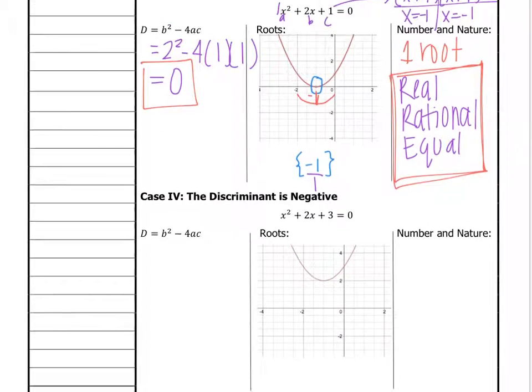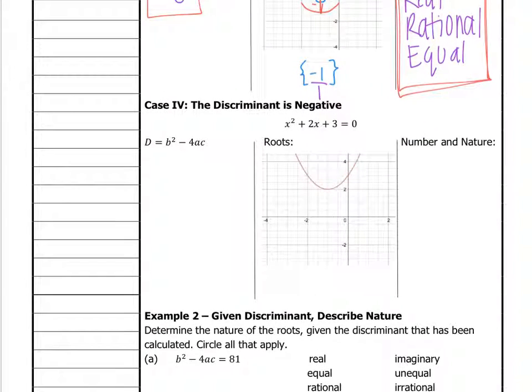Alright, moving on to our last case here, case 4. So again, b squared minus 4ac, that's always your first step here. 2 squared minus 4 times something times something.